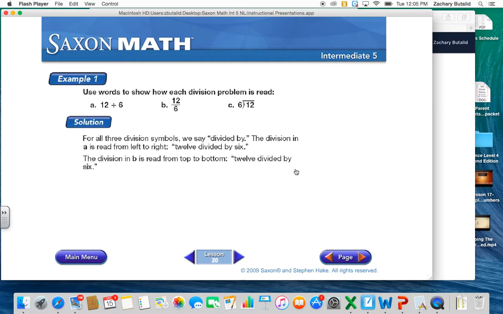Look at B, the one that looks kind of like a fraction. The division in B is read from top to bottom, so it would be 12 divided by 6. And C is written in the division box, which is what we normally see. We read the number inside the box first, so it's 12, because that's inside the box, divided by 6.